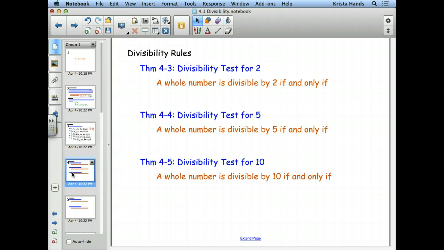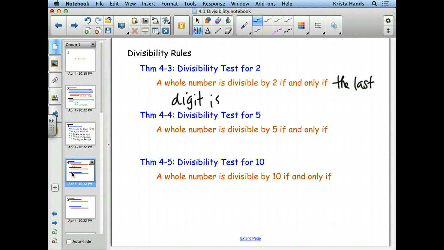So a number is divisible by 2 if and only if the last digit, or you could say the ones digit, is even. You can use the word even, or the phrase divisible by 2, or we can specifically say it is a 0, 2, 4, 6, or 8. Any of those would be the same statement. But it's all about the last digit.